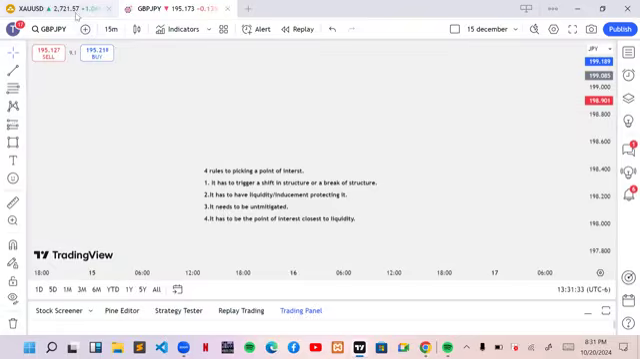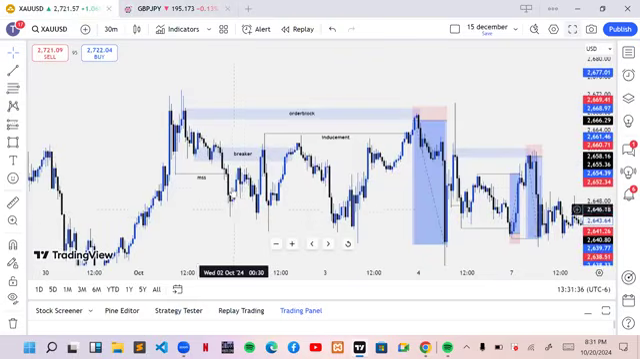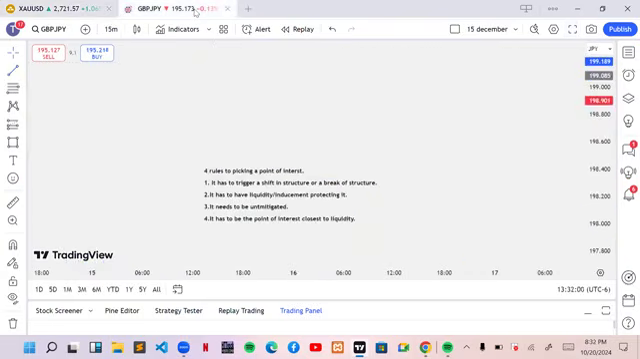Third rule, it needs to be unmitigated. Now this is where it comes in. This is our breaker block, this is our other block. But this is our breaker block, because remember I said mitigation is when market price comes to tap a point of interest after a shift of market structure. This is our breaker block right here, and this is our other block. But after the shift of market structure, market actually came back to tap into this breaker block, meaning that this breaker block has now been mitigated, now disqualifying it from our point of interest that we can use to take a trade.